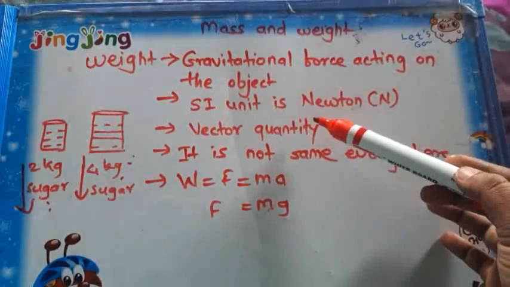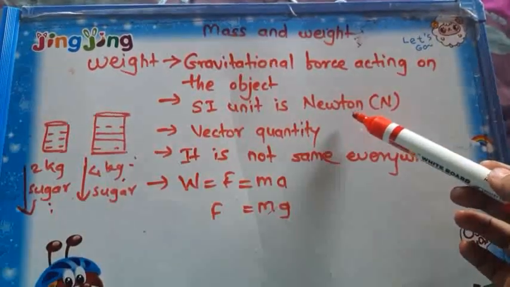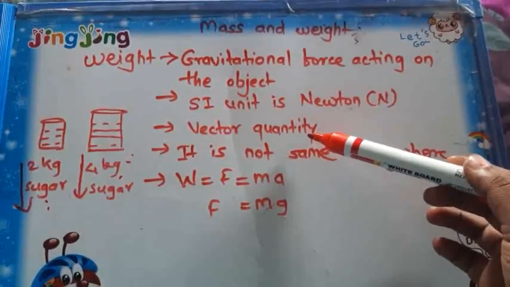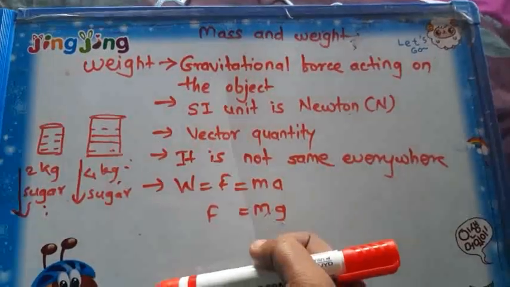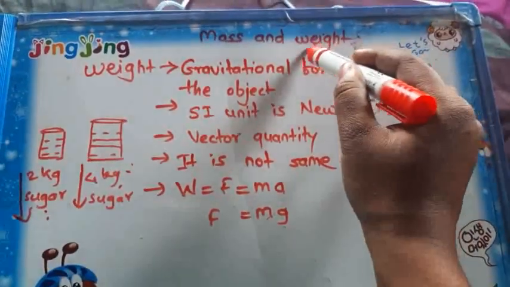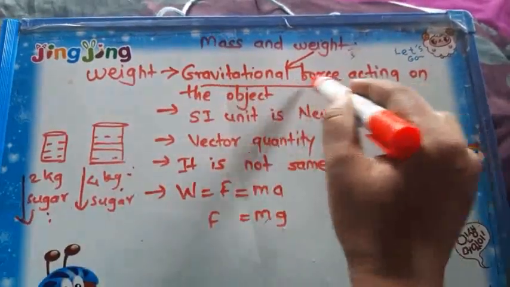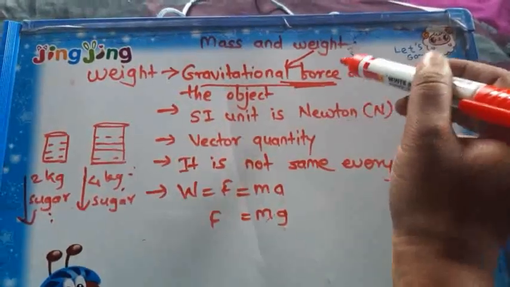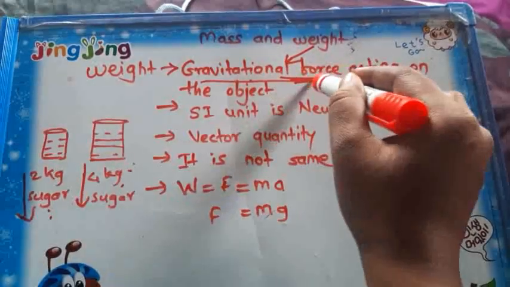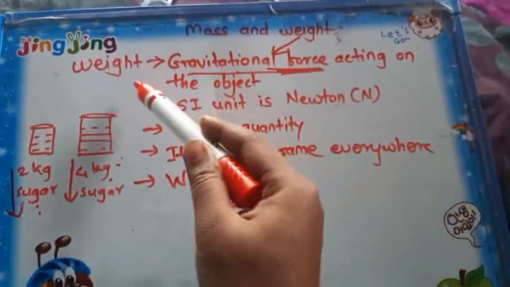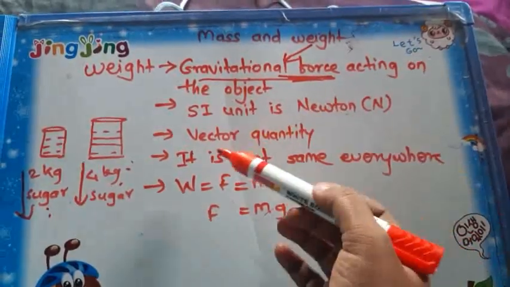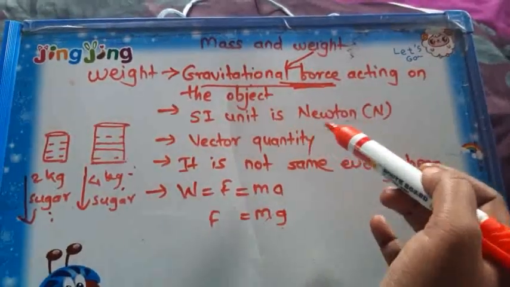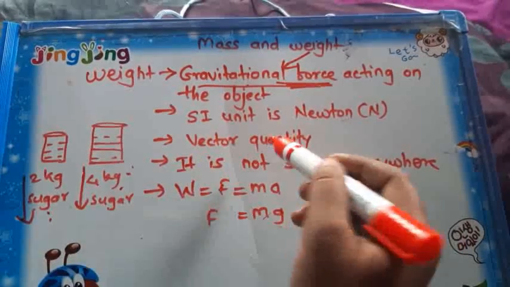Now the SI unit of weight is Newton. It is a vector quantity. Why? Because weight is nothing but gravitational force, and this force is directed towards the center of Earth. As this gravitational force has direction, weight also needs direction. So it is a vector quantity because it is expressed with the help of magnitude and direction both. That's why it's a vector quantity.